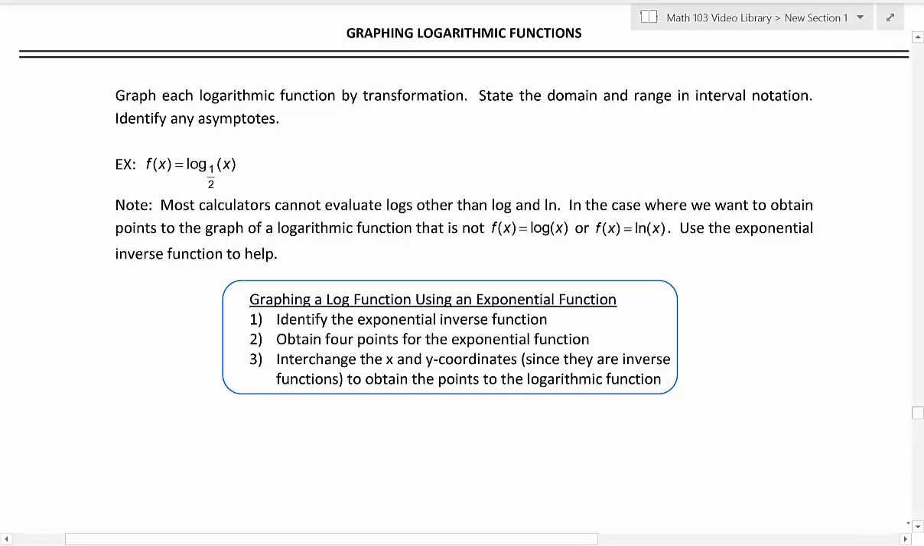We'll start by identifying the exponential inverse function. We'll convert from logarithmic form to exponential form. But basically, it's just the base number raised to the x power. Then we'll obtain 4 points for the exponential function, just as we've done before. Lastly, we'll interchange the x and the y coordinates, since they are inverse functions, to obtain the points to the logarithmic function that we're actually trying to graph.